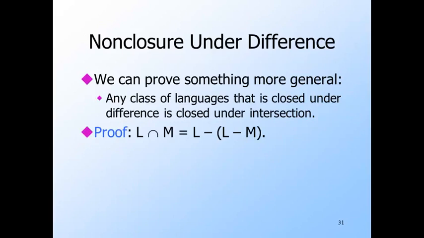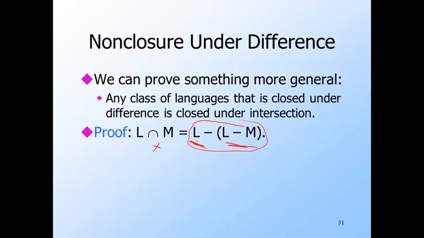The argument is that the intersection of any two languages, L and M, regardless of whether they're regular, context-free, or not context-free, is the difference between L and L minus M. That is, suppose X is in L intersect M. Okay, then X is surely not in L minus M, because it's in both L and M. And therefore, X is in L and not in L minus M. Therefore, it is in this expression on the right side. That proves containment in one direction.